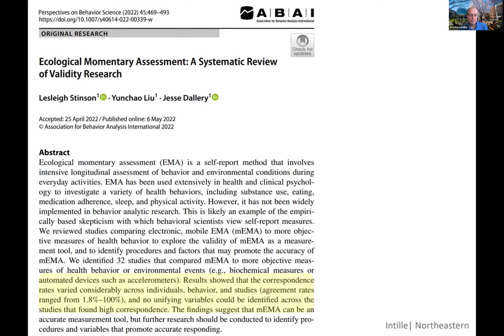So if we look in the literature, again, on the validity, this paper's conclusion is that results showed that the correspondence rates varied considerably across individuals, behavior and studies, and this is where they had a gold standard measure of validity. Agreement rates ranged from 1% to 100%, and no unifying variables could be identified across the studies that found high correspondence. The findings suggest that EMA can be an accurate measurement tool, but further research should be conducted to identify procedures and variables that promote accurate responding.